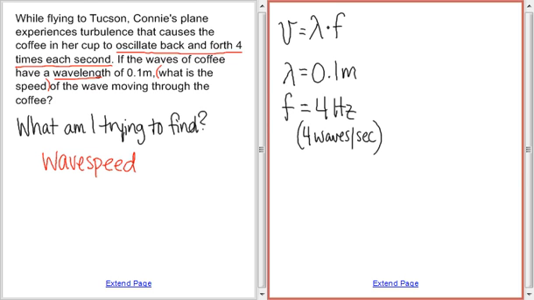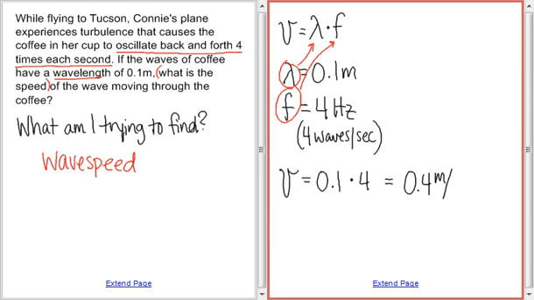So now, this is just nice and simple all over again. You take this, plug it in here, you take this one, plug it in here, and your wave speed is equal to 0.1 times 4. And that's going to give you 0.4 meters per second. That's how fast your wave is moving.